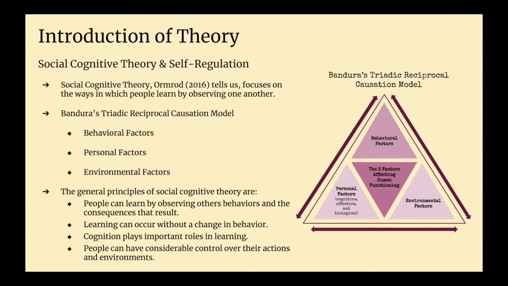Therefore, the general principles of social cognitive theory are: people can learn by observing others' behaviors and the consequences that result. Learning can occur without a change in behavior. Cognition plays important roles in learning, and people can have considerable control over their actions and environments.